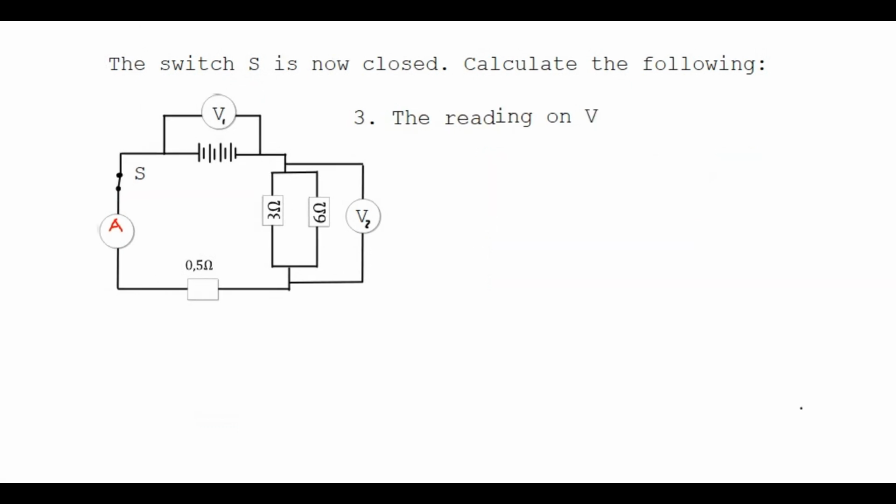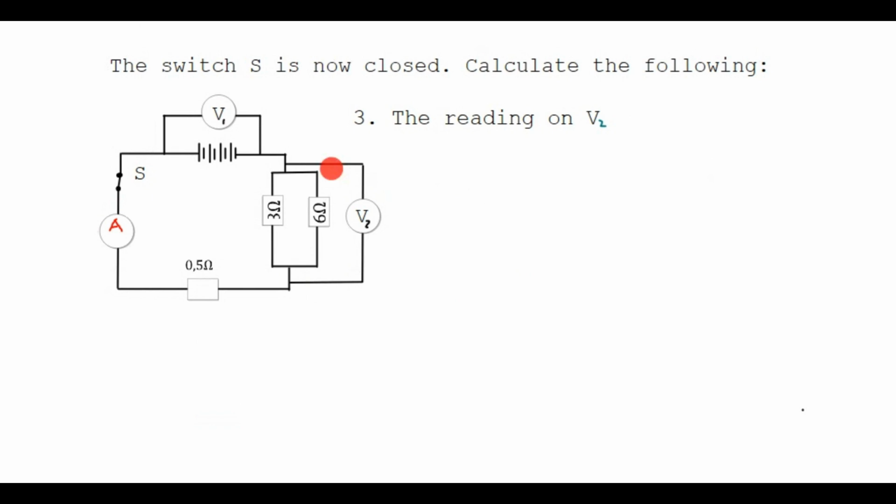So now we get our third question. The switch S is still closed, like I promised. And I want the reading on V2. Now, very, very important. Before we even look at this, let's look at where V2 is connected. When in doubt, we always look at Ohm's law, but Ohm's law is specific to the different connections. So to understand what we want at V, we need to look at where it's connected.